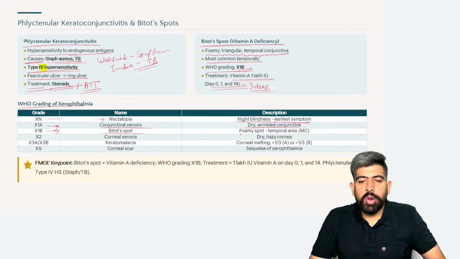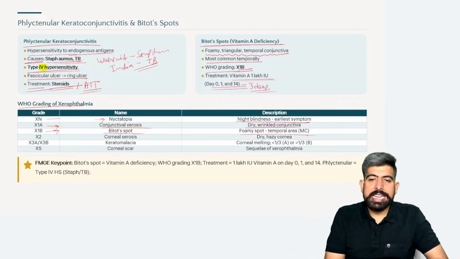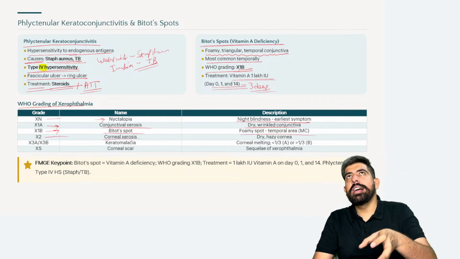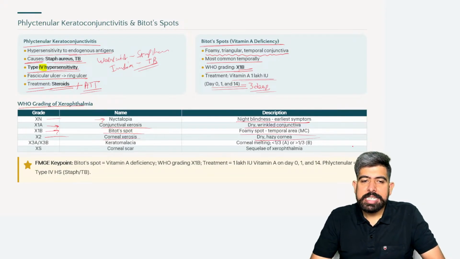As we talked about, the foamy temporal area of the conjunctiva has the foamy lesion right on the conjunctiva, so that is the X1B. X2 is the involvement of the cornea, so corneal erosions will be seen, and a dry and hazy cornea will be seen in this condition.